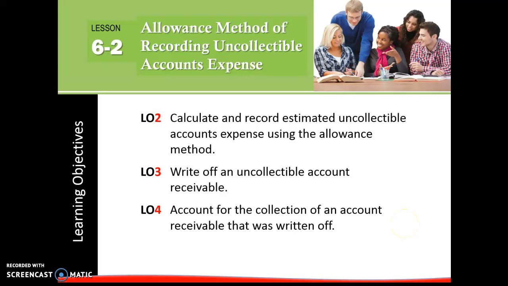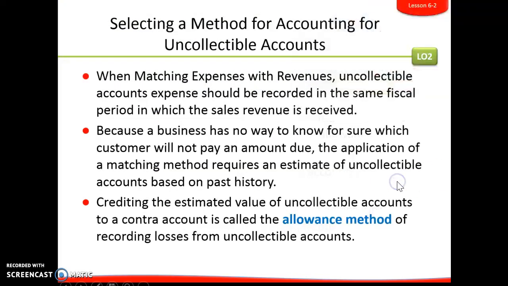Okay, so 6.2 is the allowance method of recording uncollectible accounts expense. We have three objectives. You need to be able to calculate and record estimated uncollectible accounts expense using the allowance method. You need to be able to write off an uncollectible account receivable, and you need to be able to account for the collection of an account receivable that was written off.